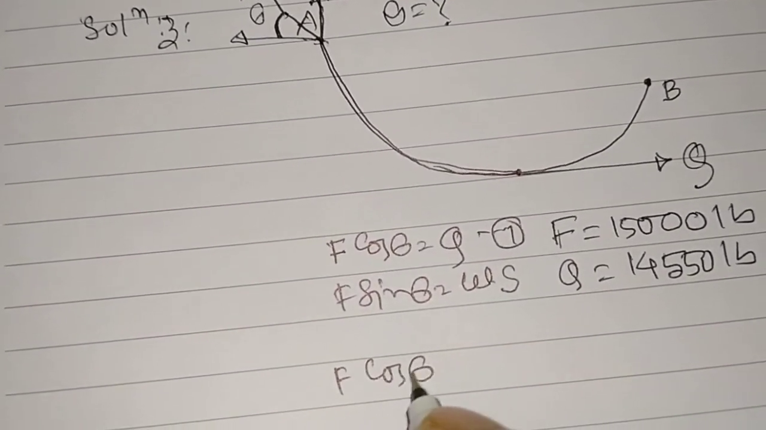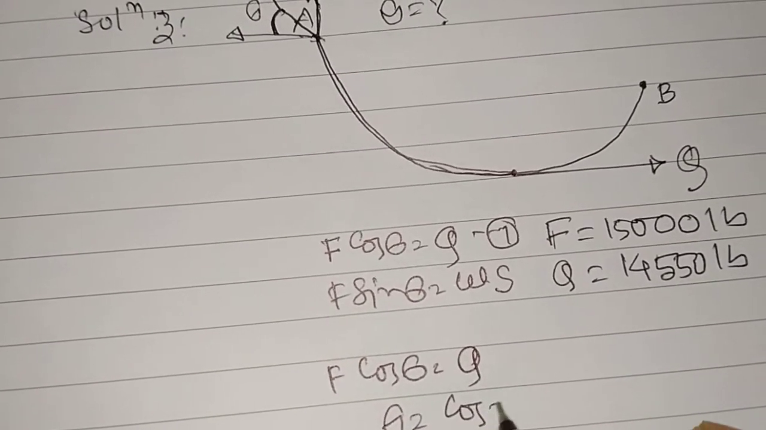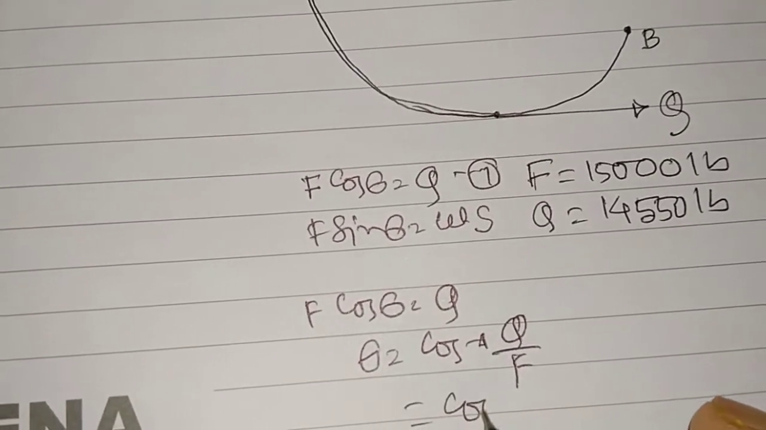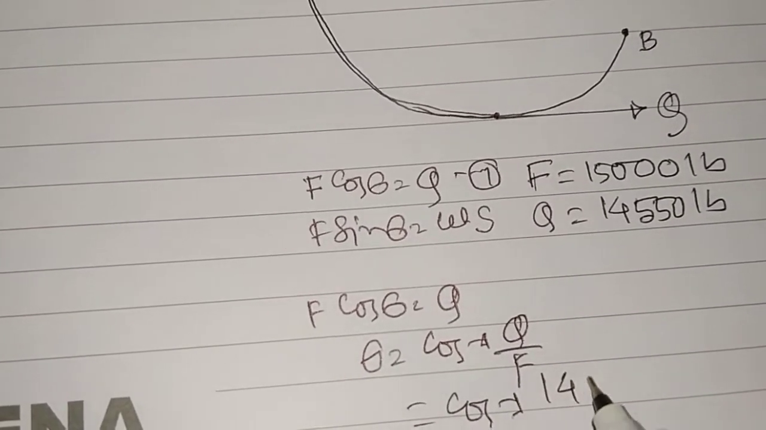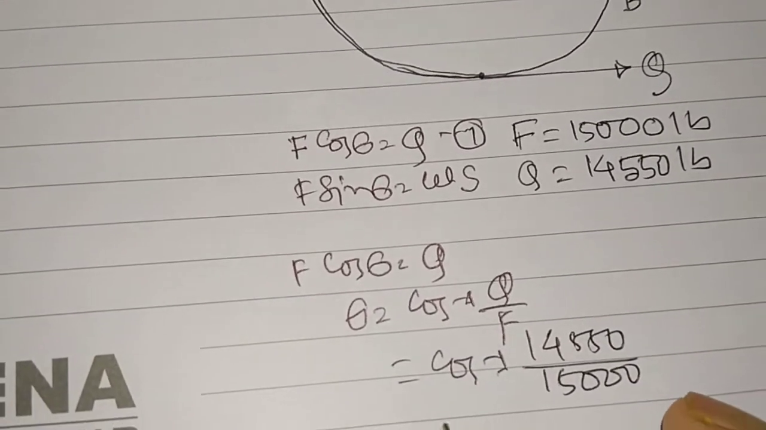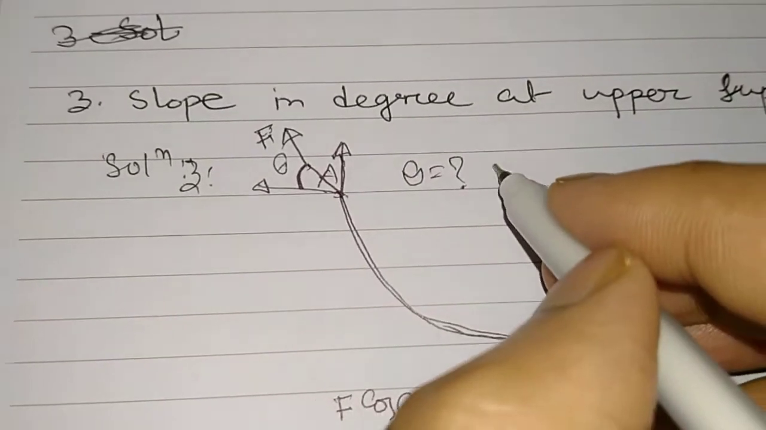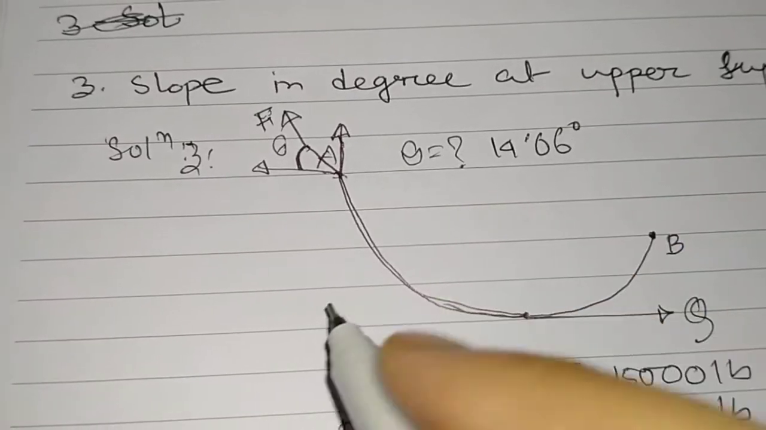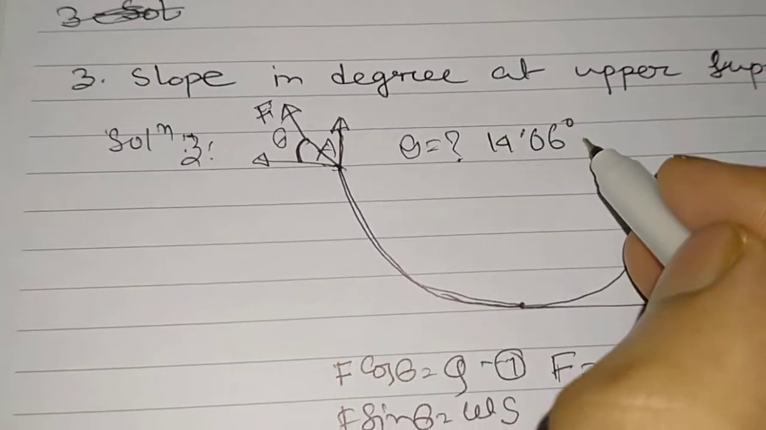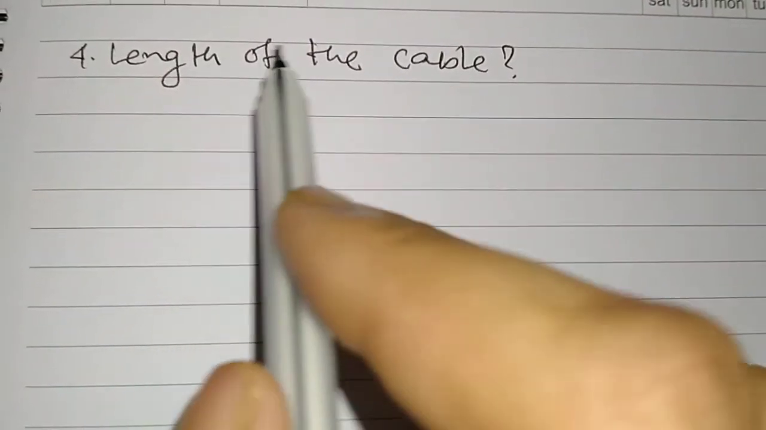F cos theta equals Q, and theta equals cos inverse of Q by F, where cos inverse of 14,550 divided by 15,000, and we get the value of theta as 14.06 degrees. So this theta is 14.06 degrees, and it is the answer, guys. The last question is the length of the cable.